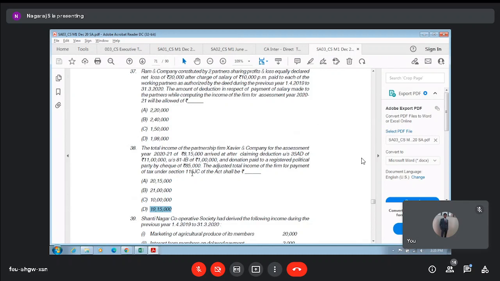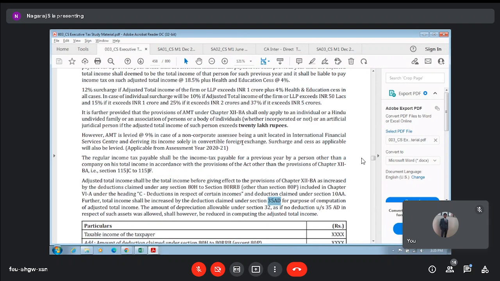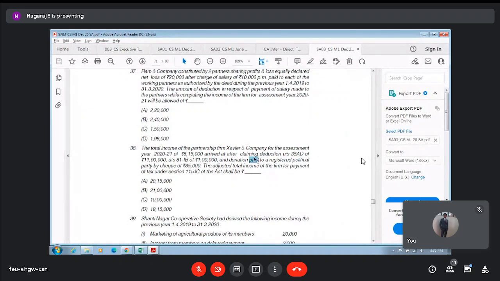Why am I telling it is wrong? Because it is the payment. Whatever they have told in this section is an income-based deduction, in respect of certain incomes. But what we are seeing is donation paid. Paid means you have paid the donation; that is not the income. Hence 8,15,000 plus 11,000 plus 1,000 will be your adjusted total income. Then what is the answer? A is the answer.